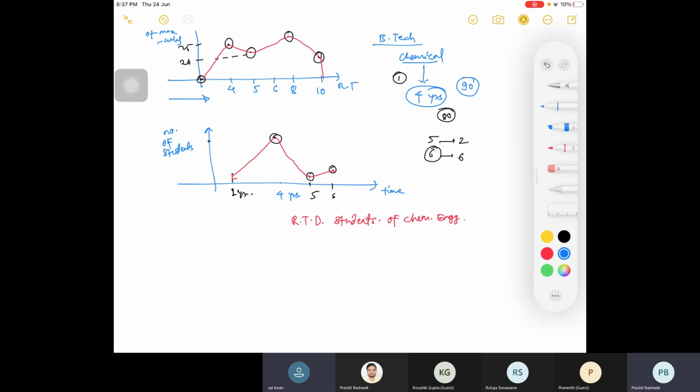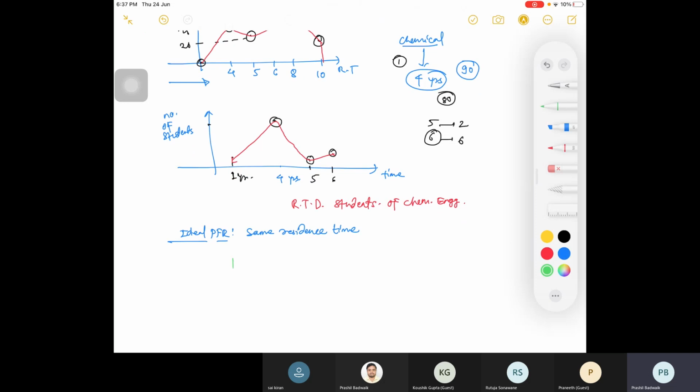Sir, for the ideal case, ideally, yeah. Whenever I'm saying PFR, it is ideal. There will be no distribution because of your assumption in ideal PFR: all molecules will have the same velocity, so the same residence time. So there will be no distribution. There will be a single line.